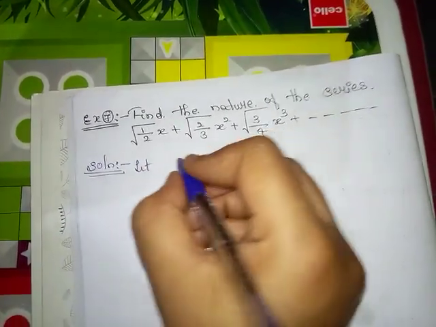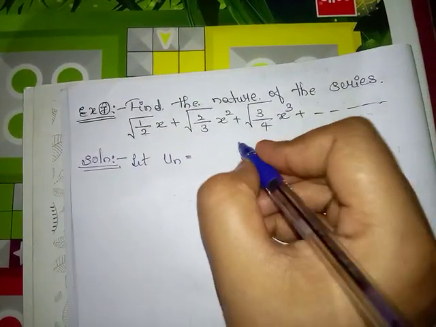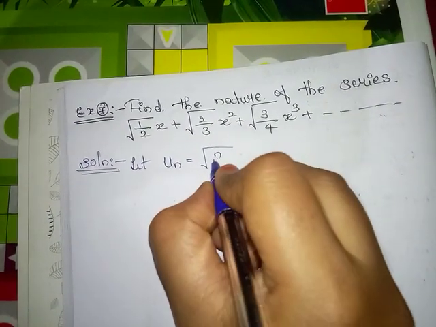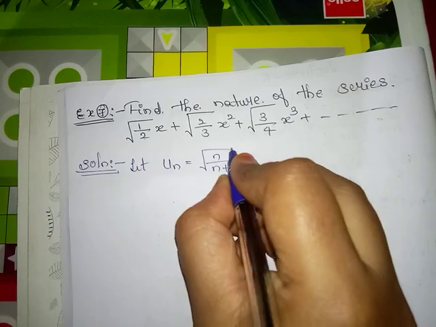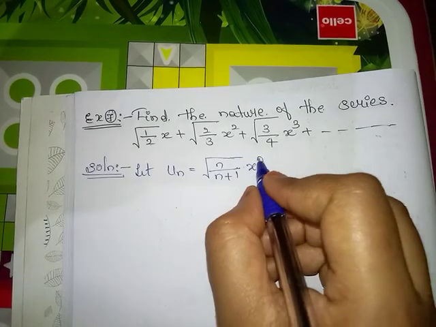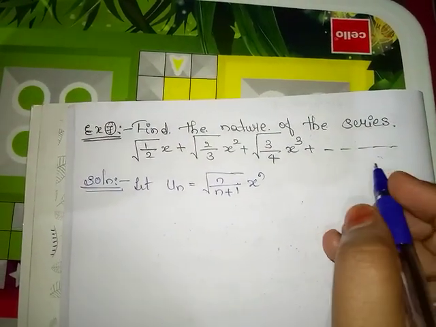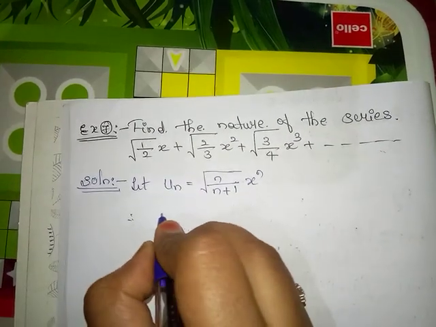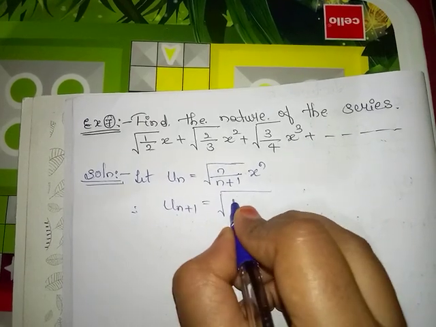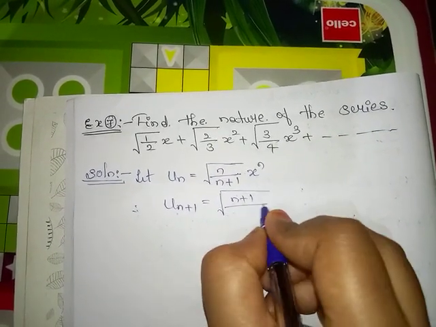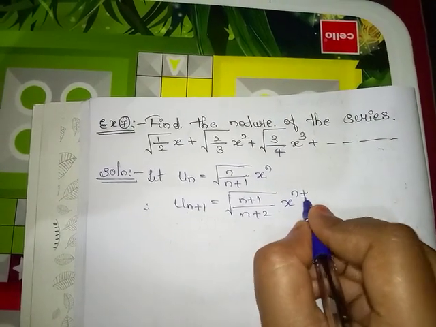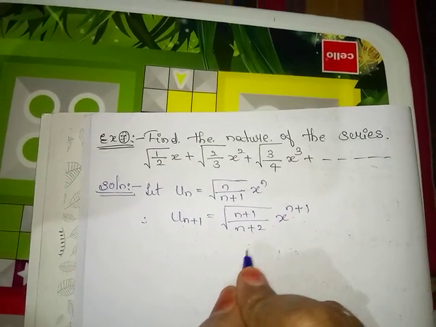Let un is equal to square root of n divided by n plus 1 into x raised to n. x raised to n is outside the root. Then therefore un plus 1 is equal to square root of n plus 1 divided by n plus 2 into x raised to n plus 1. This is our un plus 1.